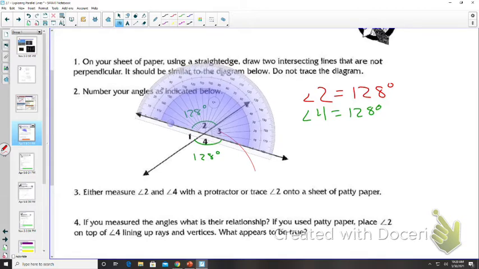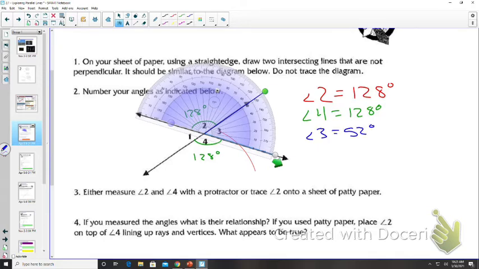Okay, so I'm going to put that nice and close. And now, let's measure this. So we got like 52 degrees is what that reads. You guys see that? That says 52. Okay, so angle 3 is 52 degrees.